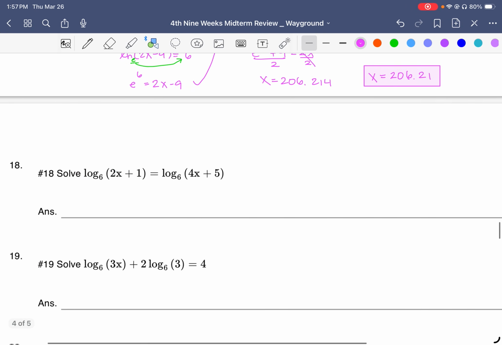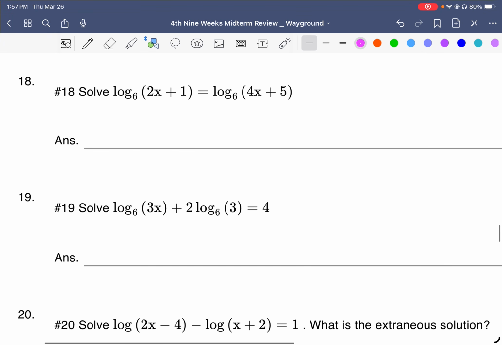Okay, let's go on to question number 18. Here we have log base 6 of 2x plus 1 is equal to log base 6 of 4x plus 5. Notice that the logs are the same base of 6 and there's only 1 on either side. So when that happens, it's almost like you can ignore those and all you're going to do is set the arguments equal to each other. So 2x plus 1 equals 4x plus 5.